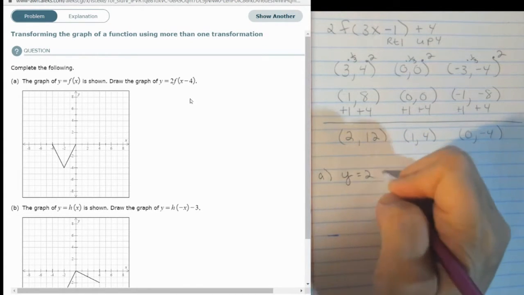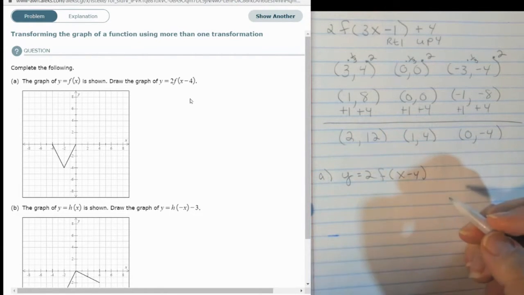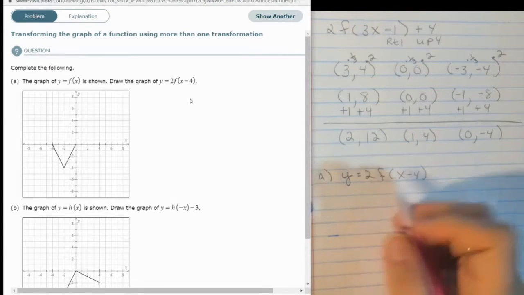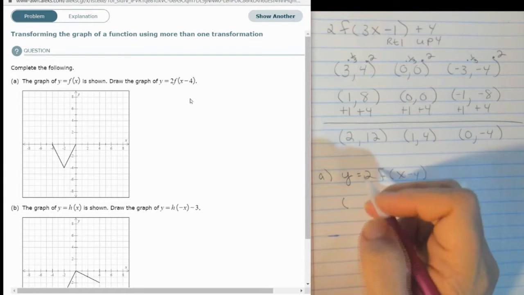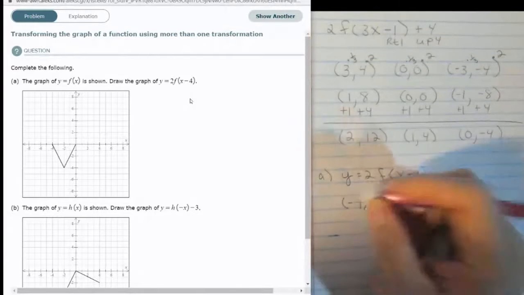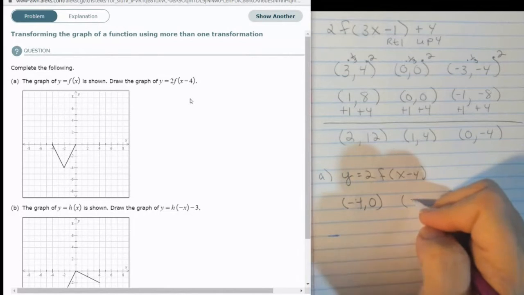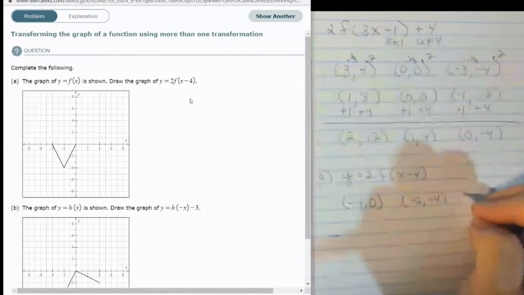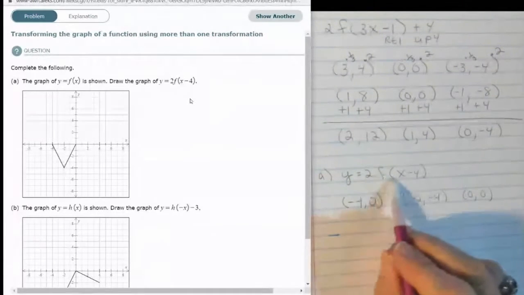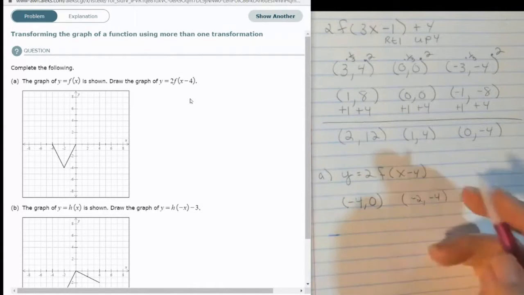y equals 2f(x) minus 4. So this 2 is on the outside. Let's write the points first. So we have (-4, 0), (-2, -4), and (0, ...). This 2 is on the outside, times the function, which is y. So we're going to multiply the y values by 2.